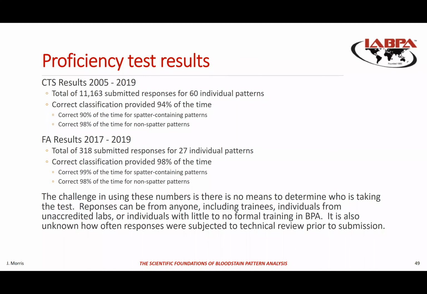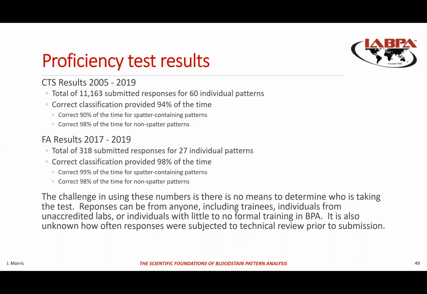Another thing that we can look at is proficiency tests. There are 2 companies that provide proficiency tests for bloodstain pattern analysis. We can look at their results. They publish the results that are provided by the test takers, as well as the manufacturer statement, which is how this pattern was made. And we can evaluate those to determine how many times the test takers got the answer wrong. So for Collaborative Testing Services, from 2005 to 2019, over 11,000 responses were submitted. And of those 11,000 responses, the correct classification was provided 94% of the time.